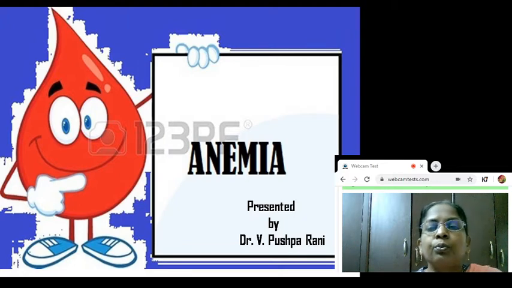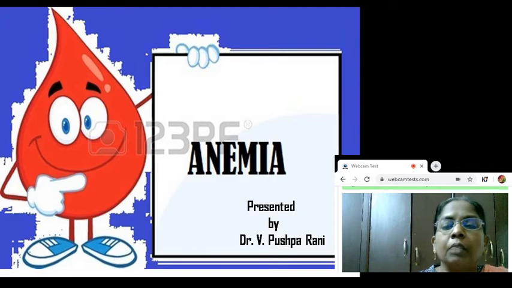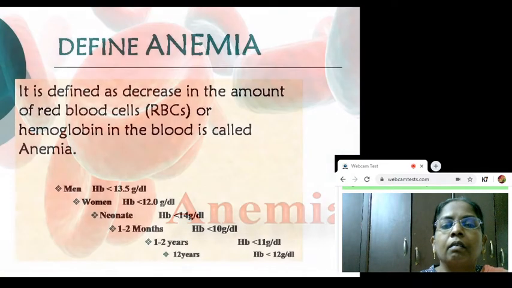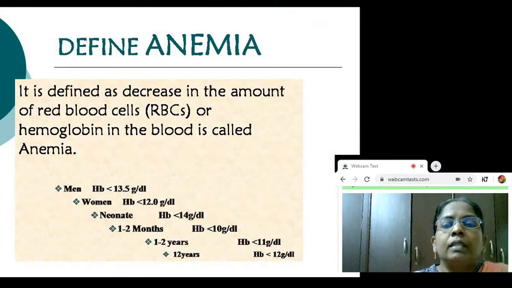Now I'm going to take the topic anemia. Now we'll see the definition for anemia. Basically, it's a decreased amount of red blood cells in the blood. So if we have a reduction of RBC, automatically we will get anemia.